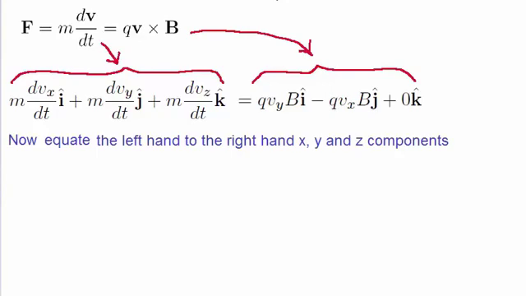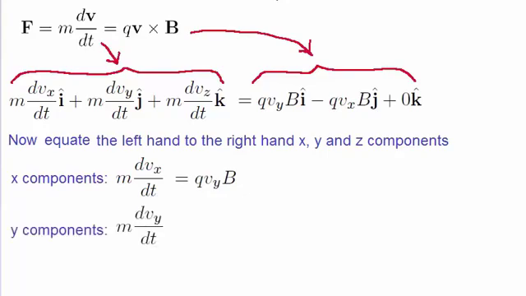So for example, the x component on the left-hand side can be equated to its corresponding x component on the right-hand side. In the same way, we can equate the y component on the left-hand side with the y component on the right-hand side. And the same thing can be done for the z component.